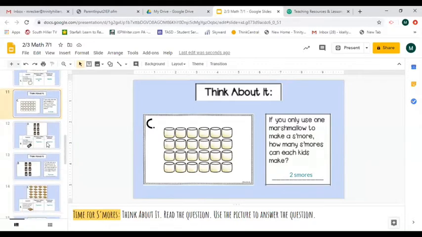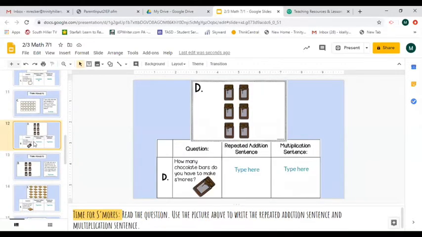Let's see if we have enough chocolate for all of them to make 2 s'mores. How many chocolate bars do you have to make your s'mores? So go ahead and count your chocolate bars. Think of your repeated addition sentence and your multiplication sentence.